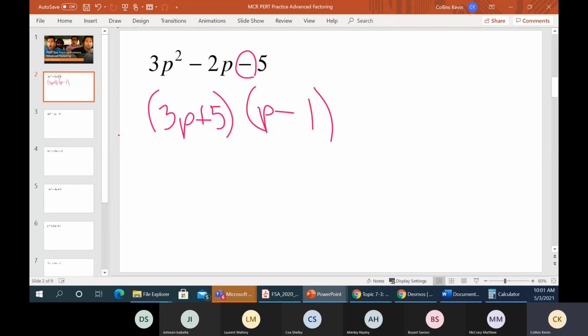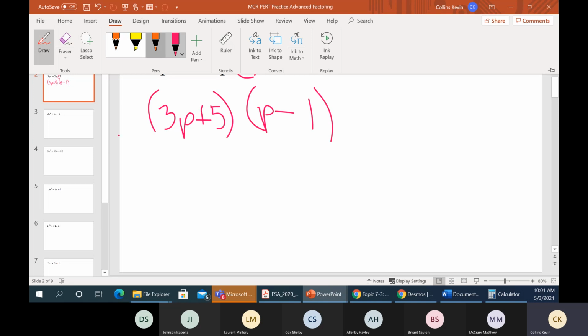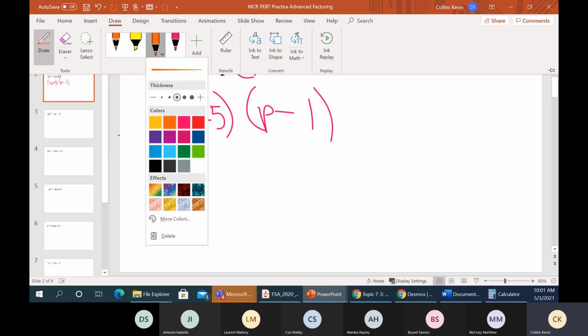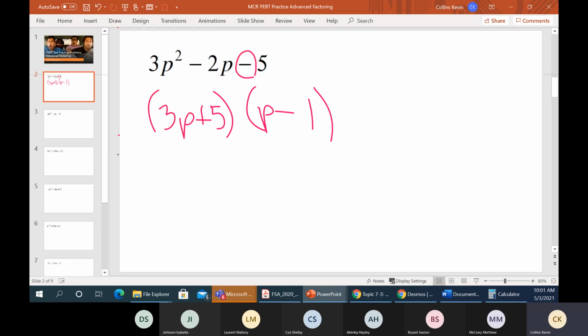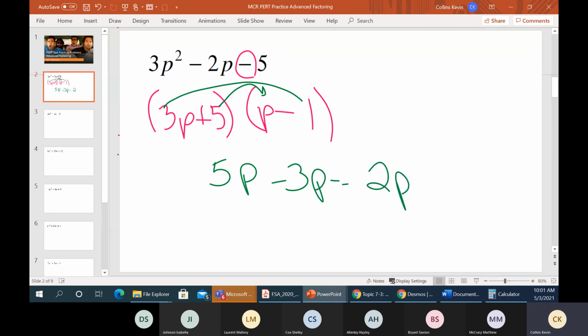All right, so again, what we want to do is check the inside and the outside guys and see if they give us minus 2. So inside guy, I do 5 times p, that's going to be 5p. And the outside guys, I do 3p times minus 1, that's going to be minus 3p, and 5 minus 3 is 2p. So it came up positive and we need negative. What do? Again, super easy fix here.